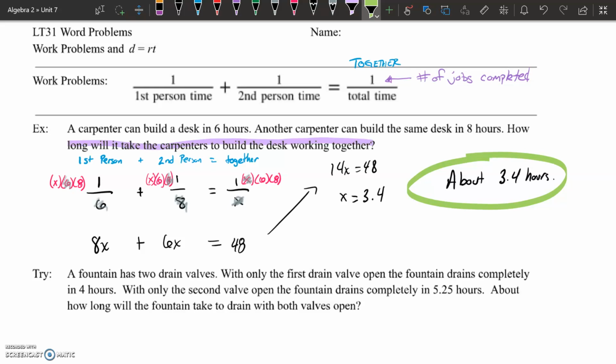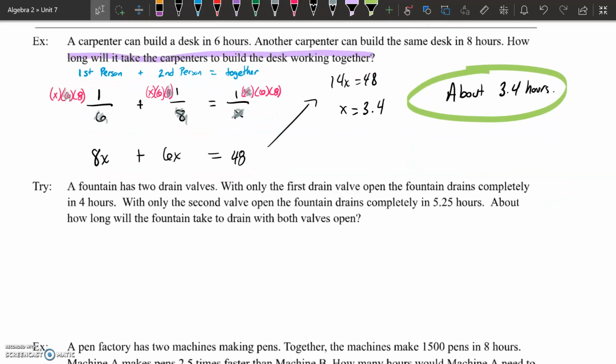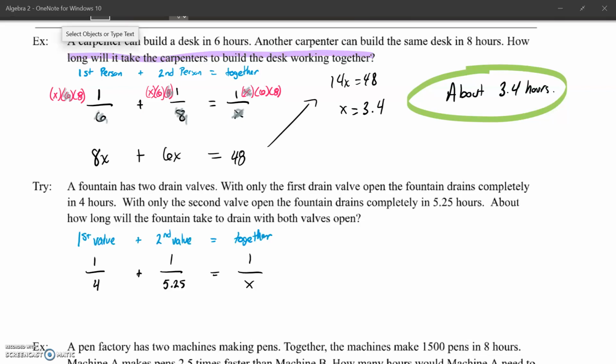Okay. What I want you guys to do is go ahead, press pause, and try this next example here. Unpause when you're done. Here we're just checking if our setup is correct.